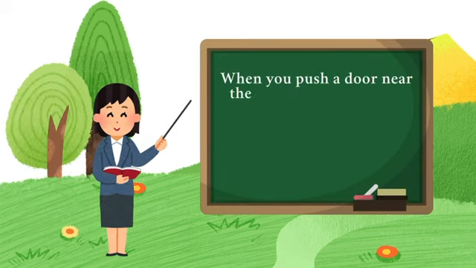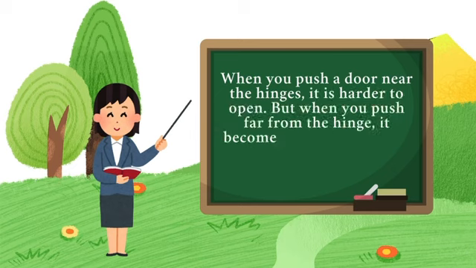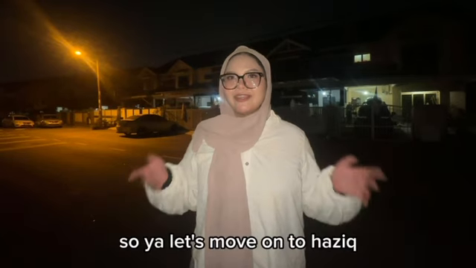When you push a door near the hinge, it is harder to open, but when you push far from the hinge, it becomes much easier. These differences happen because of torque. So, let's move on to Haziq.